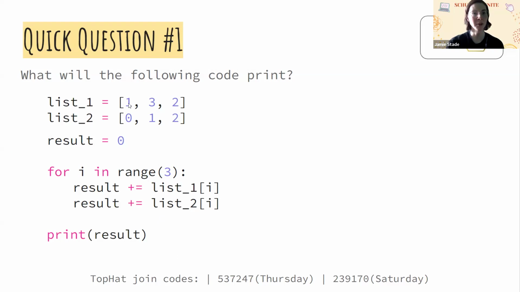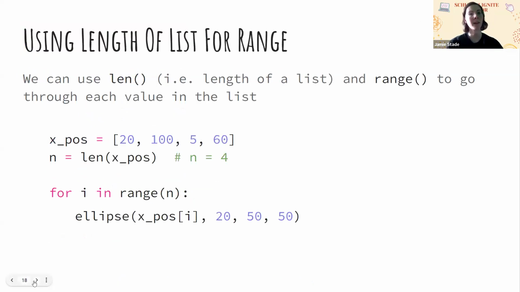So first time through, if i equals 0, then we're adding 1, then we're adding 0, so result is equal to 1. The next time through, we add 3 and 1, and then next time through, we add 2 and 2. So when we add all of these numbers together, the result is going to be 9. So that's an example of how that would work.